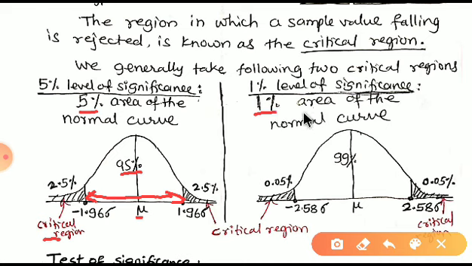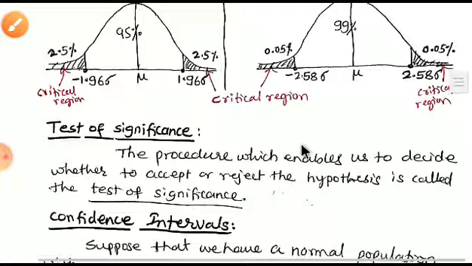Similarly, 1% area of the normal curve is shaded here. Left side 0.5%, right side 0.5%, mean is in the center. Left side values are negative, right side values are positive. So 99% area is not shaded. If value z lies between 2.58 and minus 2.58, then we accept the hypothesis. If the value lies in this shaded area, then we reject the hypothesis. The shaded area is called a critical region.